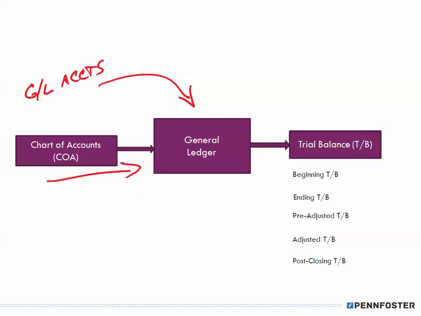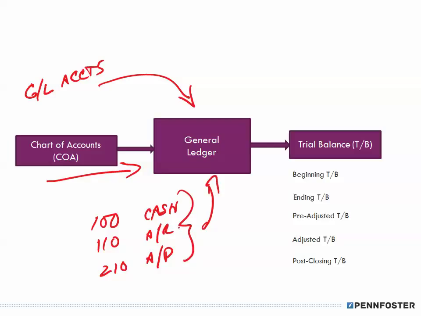Now, if you have these different accounts, let's say account number 100 is for cash, 110 is for accounts receivable, 210 is for accounts payable, okay? Well, we're going to add information to all of these general ledger accounts in the general ledger. And when we add the information, we're going to end up with balances in those accounts, all right? As an example, let's say I add $1,000 to my cash account and then I pay a bill for $200. Well, my balance is going to be $800. That's going to be the balance in that cash account. So all of these ledger accounts are going to have balances in them.